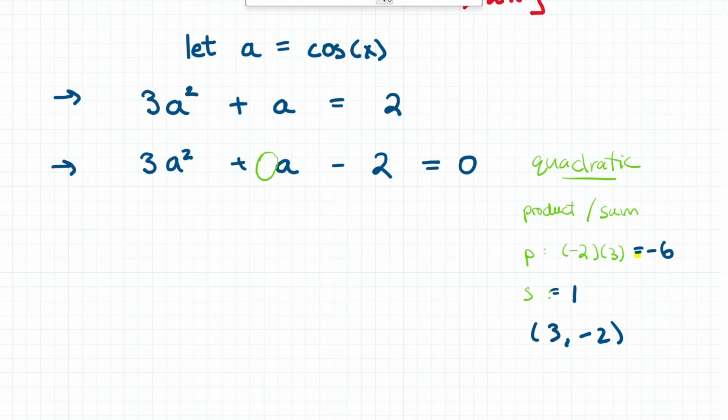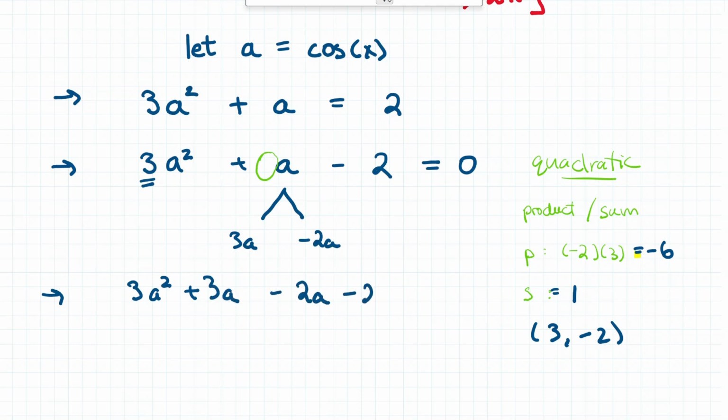Since I have a leading coefficient other than 1, I now decompose my middle term into these two. So I've got 3a and -2a. Let's write that out. I've got 3a squared plus 3a, and then I have minus 2a minus 2, equals 0. I'm going to put some brackets on here so I can work on factoring this, and we still have a plus sign there in the middle.